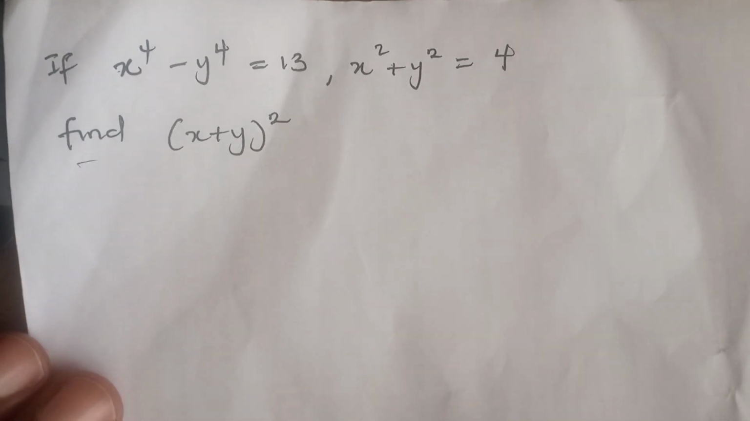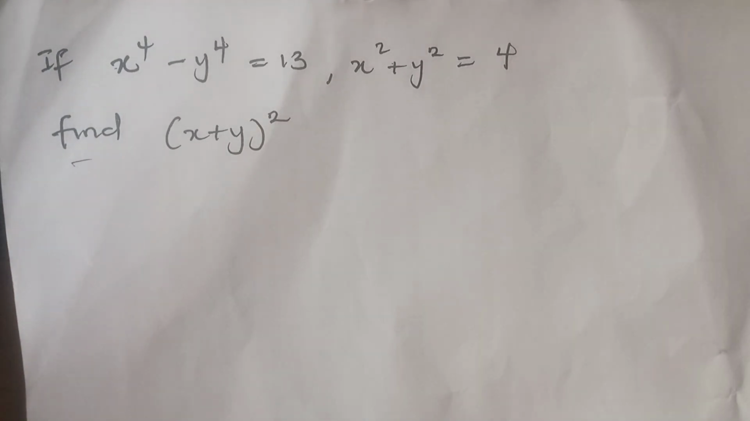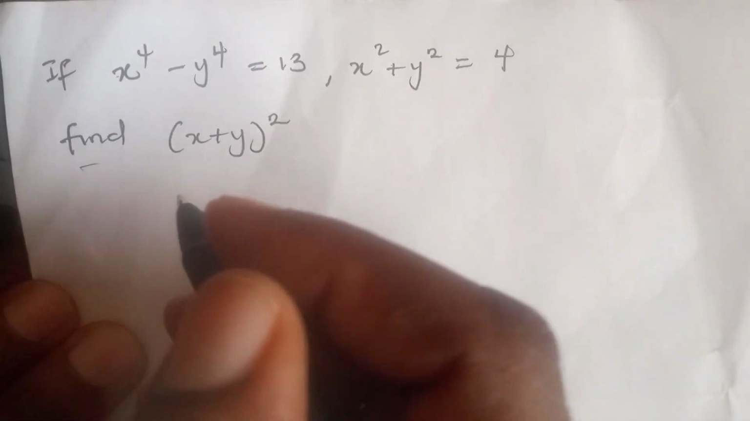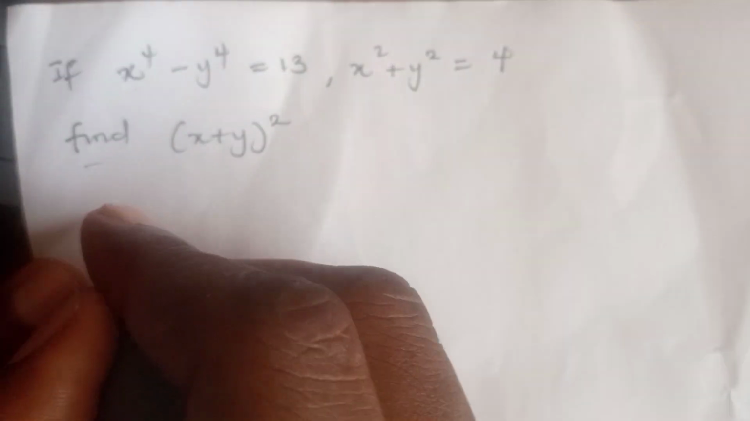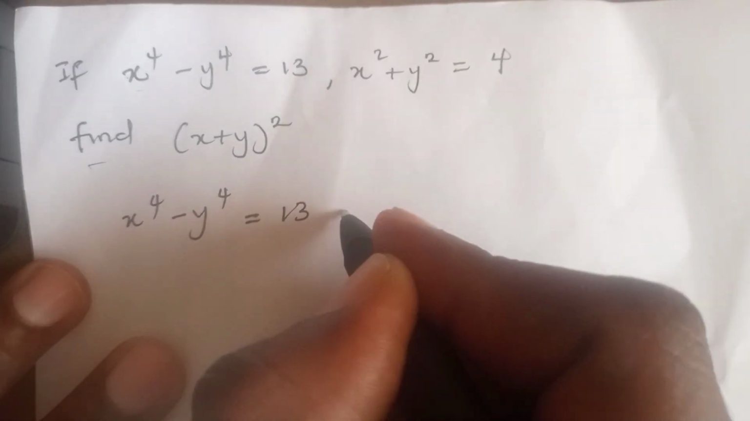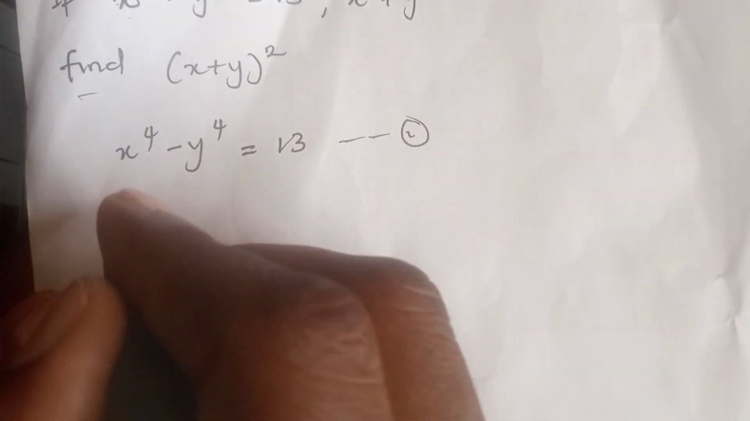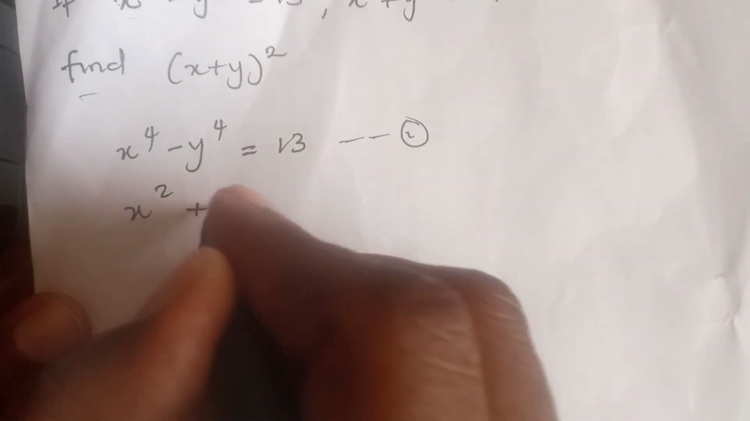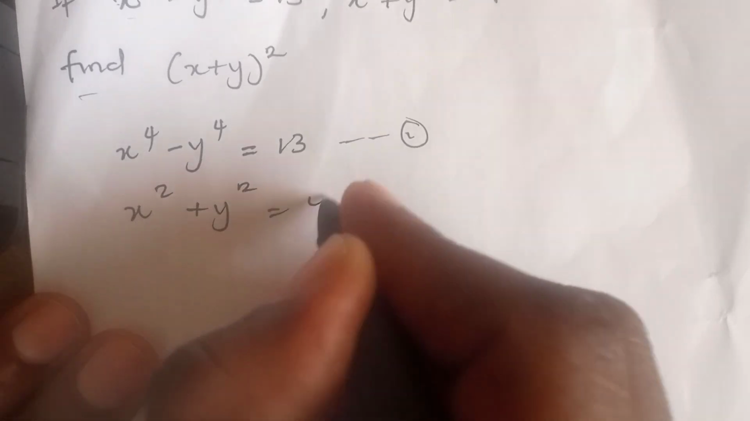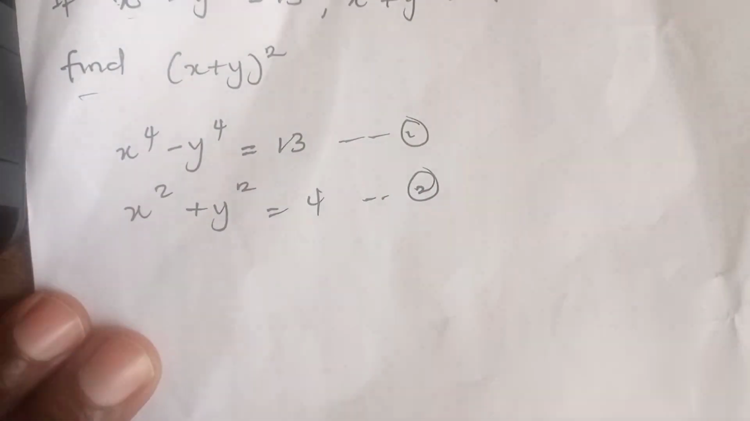It looks like a simultaneous equation, these two together, but solving that question is not something you might want to go into directly because it is a little tricky, but it's simple all the same. So this is the first step. The first one: x raised to power 4 minus y raised to power 4 equals 13. That's my equation 1. And x squared plus y squared equals 4. That's my equation 2.